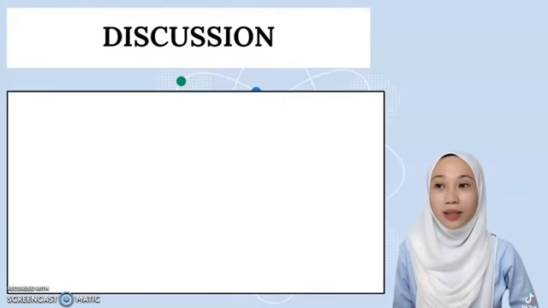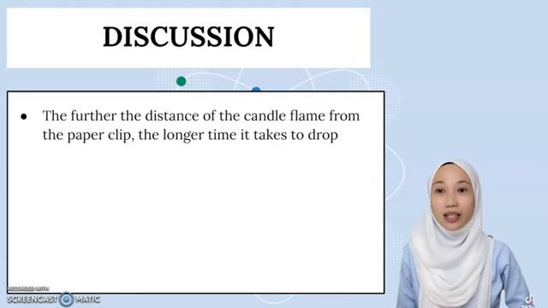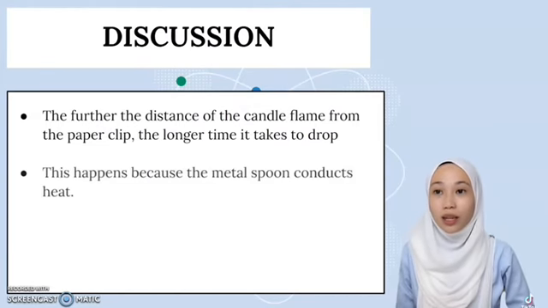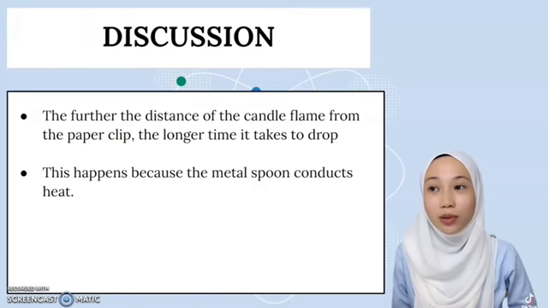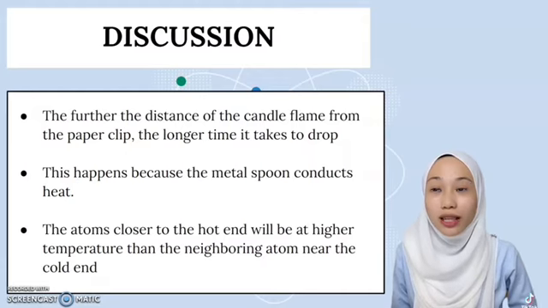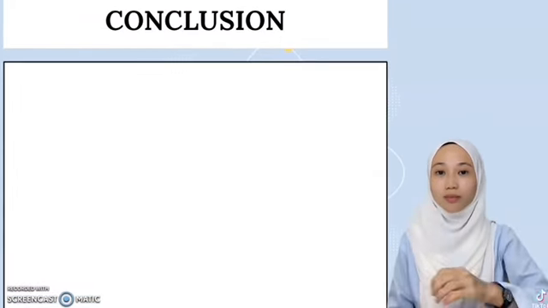From the experiment, we can make the discussion that the further the distance of the candle flame from the paper clip, the longer time it takes to drop. This happens because the metal spoon conducts heat. The atom closer to the hot end will be at a higher temperature than the neighboring atom near the cool end.